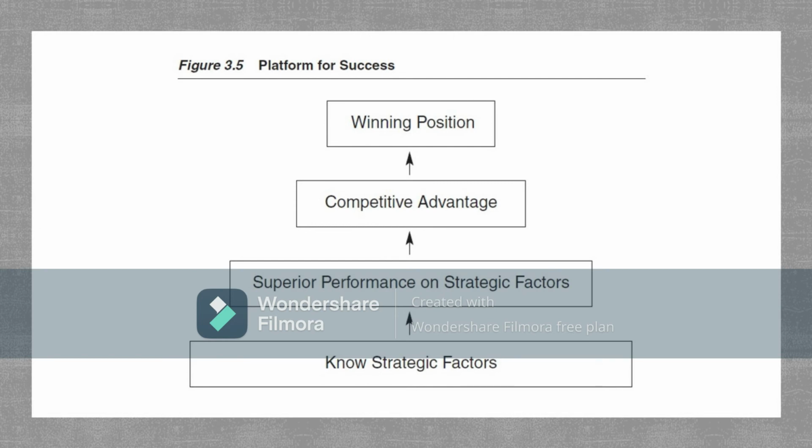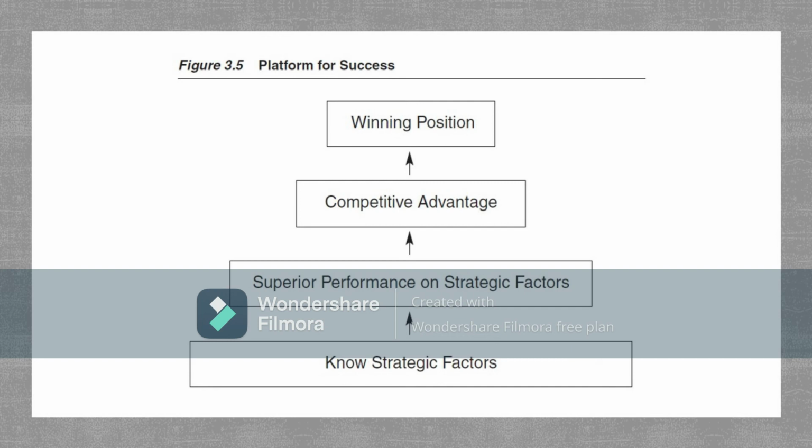Steps towards a winning strategy. Knowing the strategic factors relevant to your key stakeholders is a platform that allows you to progress to superior performance on these factors. Figure 3.5. And this excellent performance must be achieved for each of your key stakeholders. High quality performance on strategic factors can only lead to competitive advantage. Of course, once this is achieved, you will have attained a winning position.